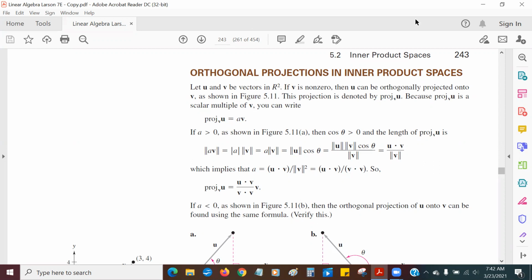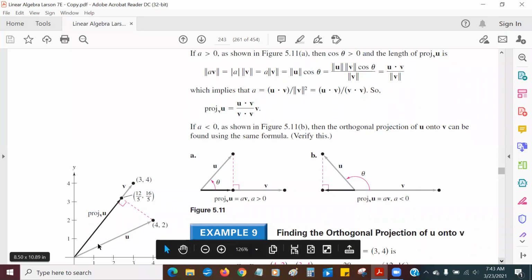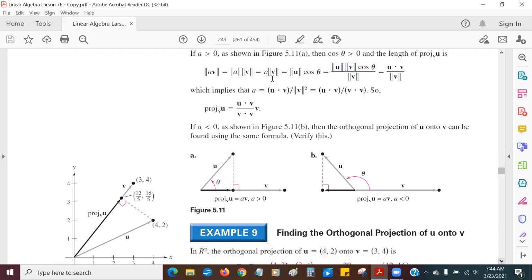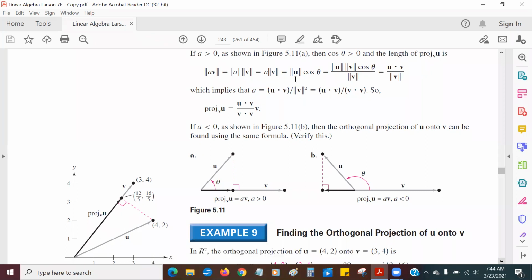And this is significant because I just want to show you where this cosine theta came from. If theta is this angle between these two vectors, cosine theta is adjacent, which is the projection onto V of U, divided by hypotenuse, which is the length of U. Now A times the length of V is the length of the projection, and that's the adjacent. So we're saying that the adjacent is equal to the hypotenuse times cosine theta, and that's always true from trigonometry.